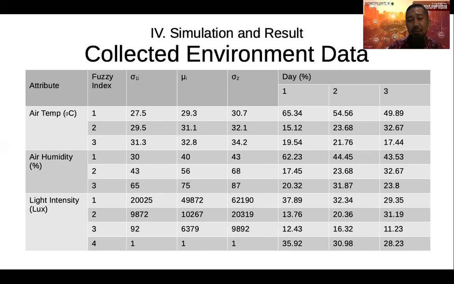Okay, and the right part is the percentage of each fuzzy membership that happens in the day. So it shows that day 1 is cooler and brighter than day 2 and day 3, and also has less humidity.